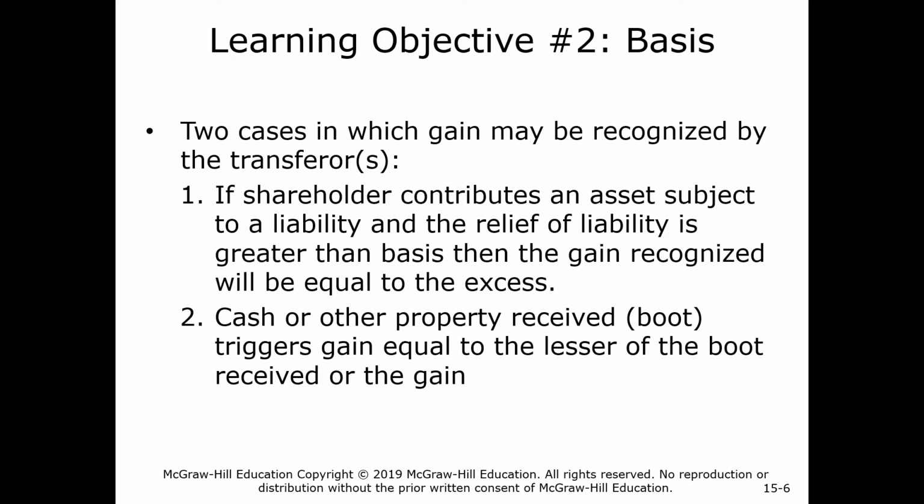There are two exceptions to the 80% rule. That's if a shareholder contributes an asset that has a liability, and the release of that liability, the amount of the liability, exceeds their basis. Another scenario where it could cause a shareholder to have to pay taxes will be if they receive a boot in the form of cash or other property.